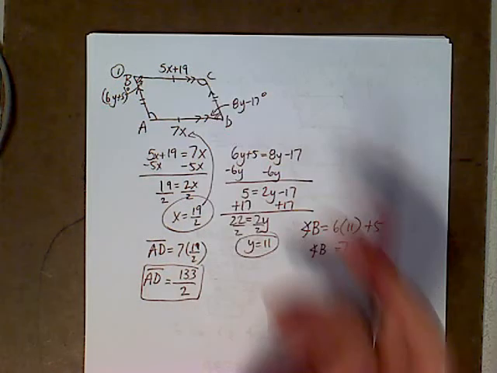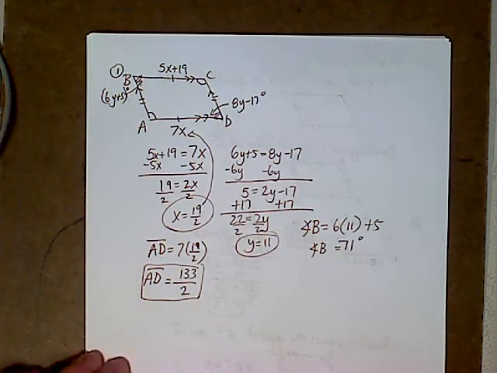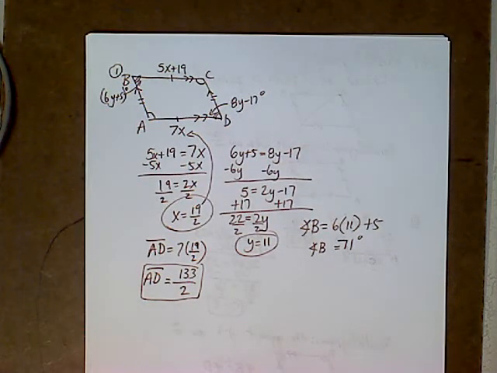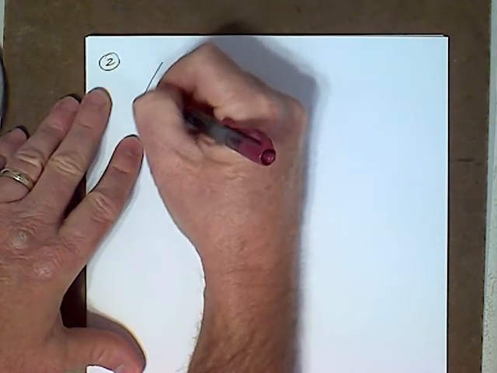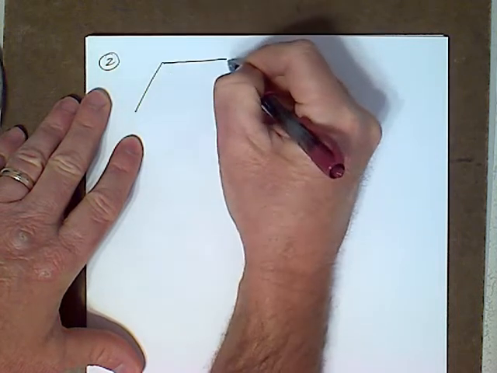Opposite angles are congruent. Okay, now our second example here is going to deal with the diagonals. So let me get a new sheet here. This is our second example. Again, draw the same picture.